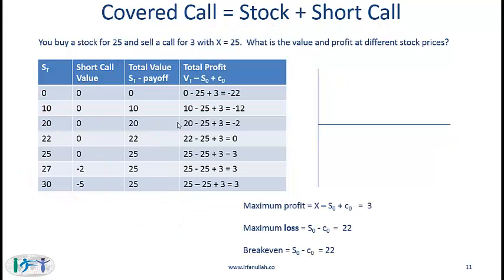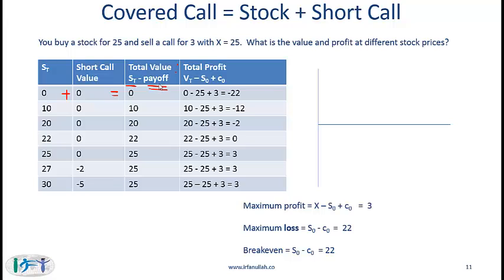Here is what you should get. If the stock crashes down to 0, then obviously the value of the stock is 0. The call option is out of the money, so it will not be exercised. So the payoff is 0. The total value, which is stock price at time t, so ST is the stock price at time t, minus the payoff.